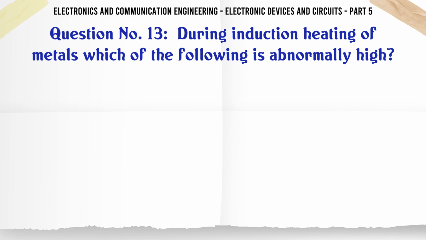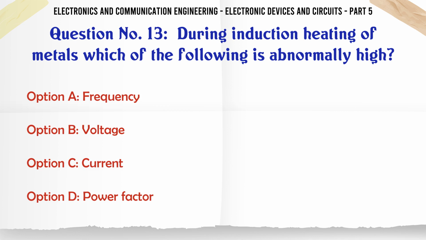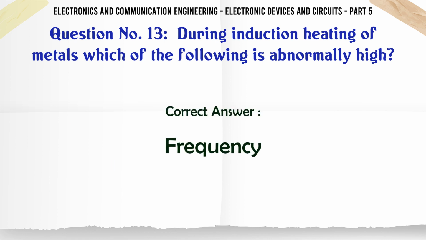During induction heating of metals, which of the following is abnormally high? A: Frequency, B: Voltage, C: Current, D: Power factor. The correct answer is frequency.